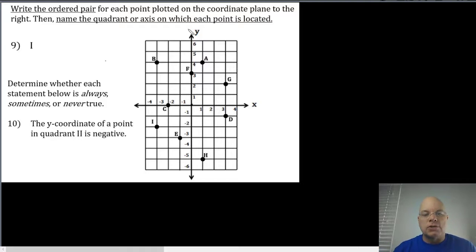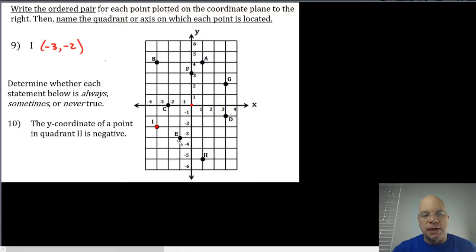So point I is, if I start at the origin 0, 0, I know that I need to move to the left to get to I. I need to move 1, 2, 3 to the left, so the x-coordinate is -3. And then from there I need to move 1, 2 down, so -2 for y.